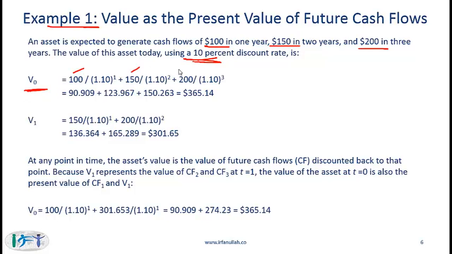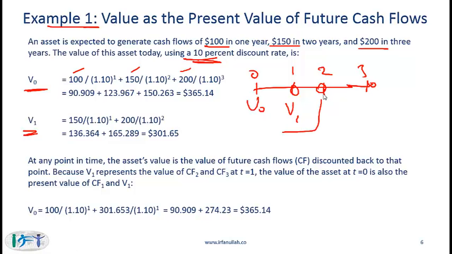It is simply the present value of the various cash flows discounted at 10%. What's the value at period 1? So you look at your cash flows at 0, 1, 2, and 3. The valuation at time 0 was based on the present value of the cash flows over here. What about the valuation at time 1? This will be based on the present value of the cash flow at time 2 and present value of cash flow at time 3. And obviously you knew that.